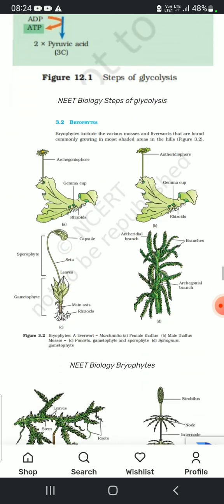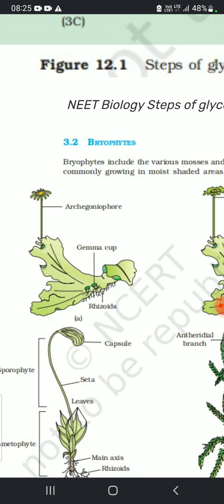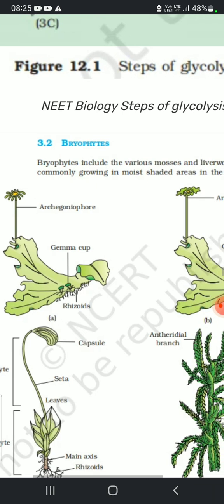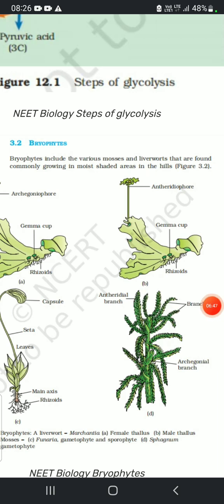Next, bryophytes. The first diagram is given of liverwort, which is Marchantia. A is the female thallus and B is the male thallus. In the female thallus, we can see the archegoniophore, then gemma cups are present, and then rhizoids are present. You can look at the difference in archegoniophore and antheridiophore in male and female. Next is the antheridiophore in the male thallus. We can see the gemma cups and rhizoids here.